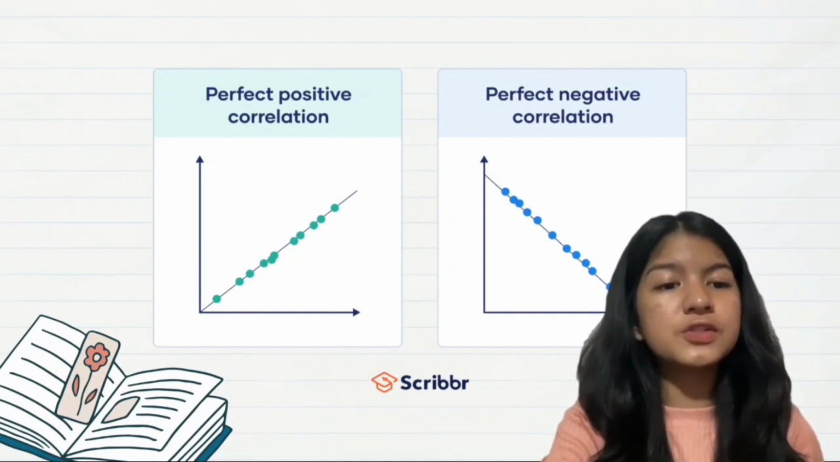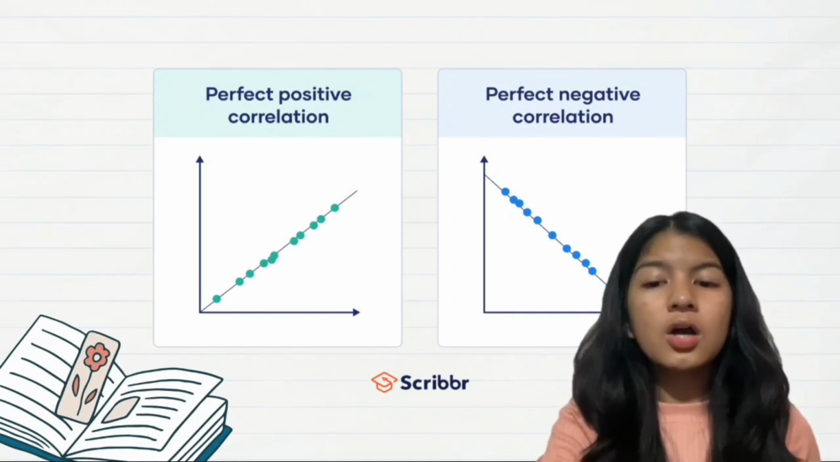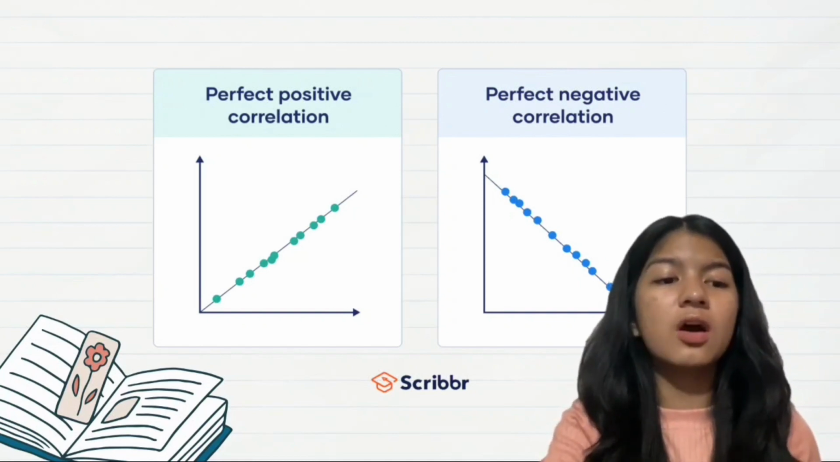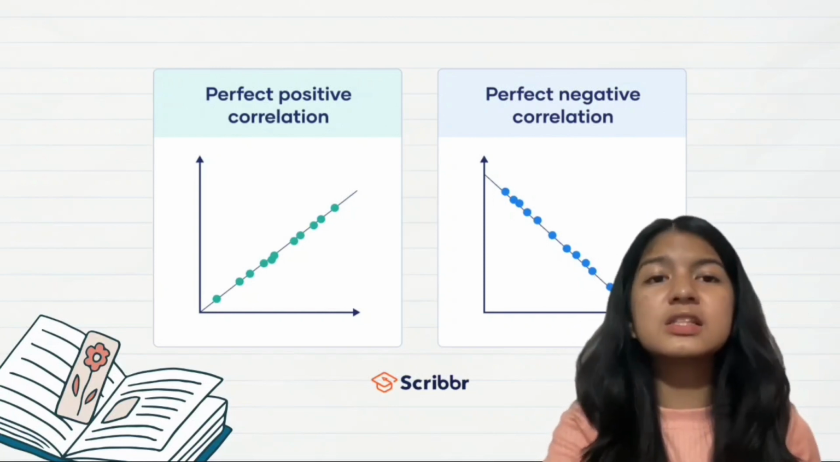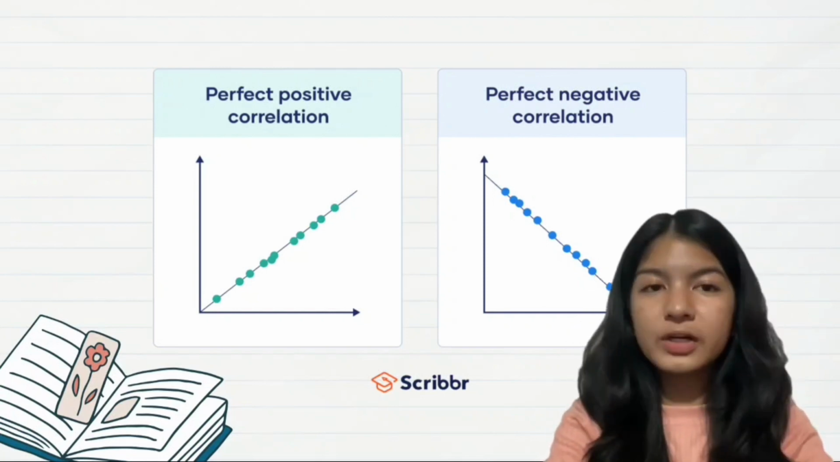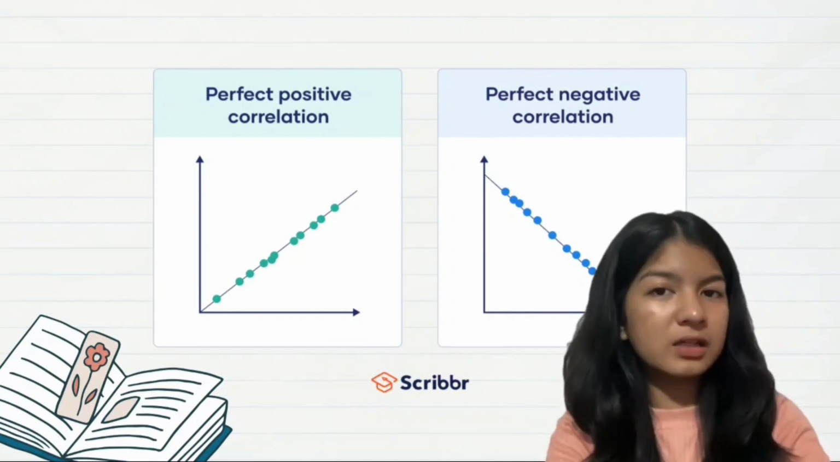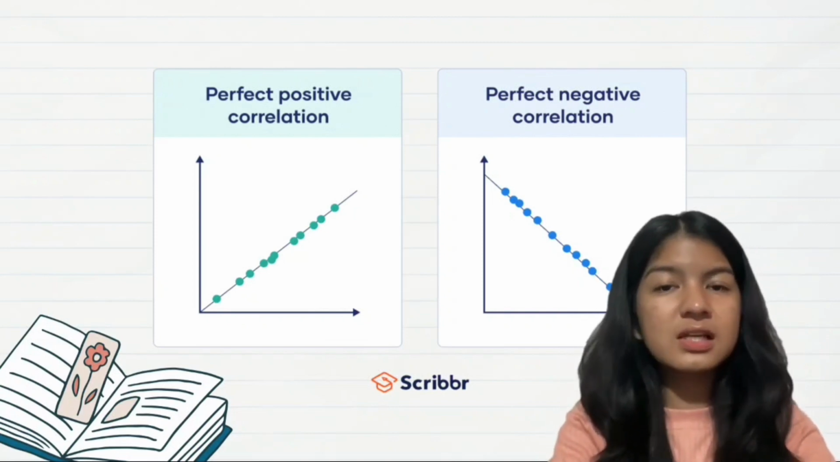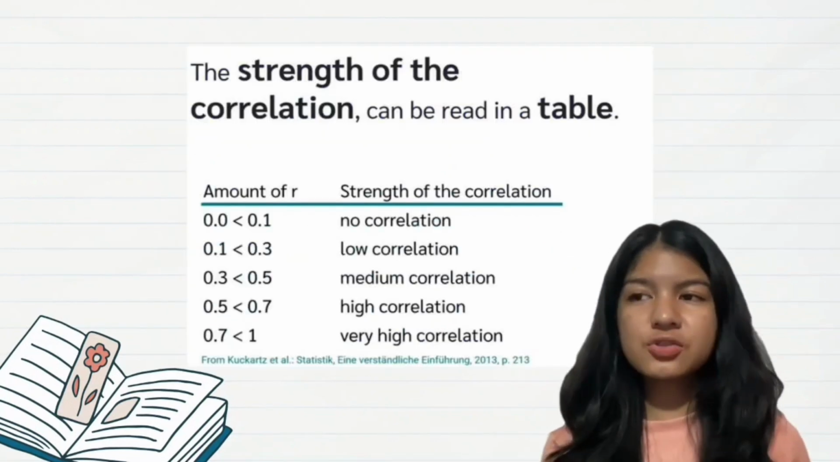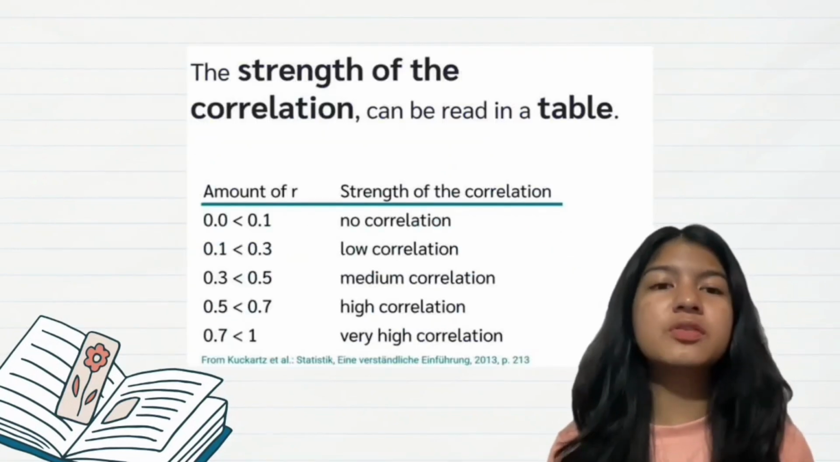While in negative correlation, it exists when large values of one variable go along with small values of the other variable. It is inversely proportional. For example, the number of hours of studying does not affect the test scores or the exam scores. The strength of the correlation can be read in the table.